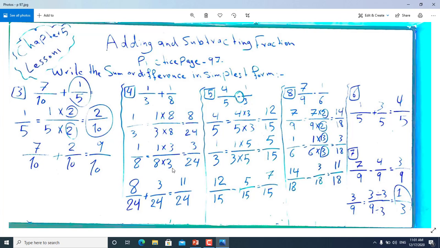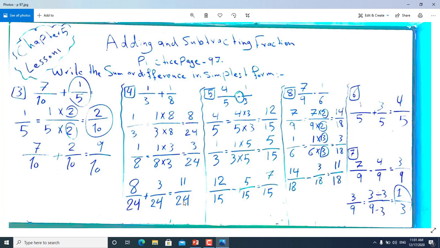And 1 over 8, we make it the same denominator, we make the denominator 24. We will multiply by 3. When we multiply the denominator by 3, we also multiply the numerator by 3. 1 times 3 is 3, 8 times 3 is 24. Now we get two new fractions, 8 over 24 and 3 over 24 in place of 1 over 8. We add the numbers on top. 8 plus 3 is 11 and we have 24, we keep it.